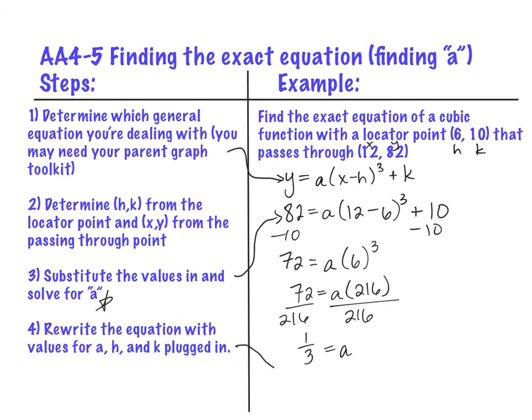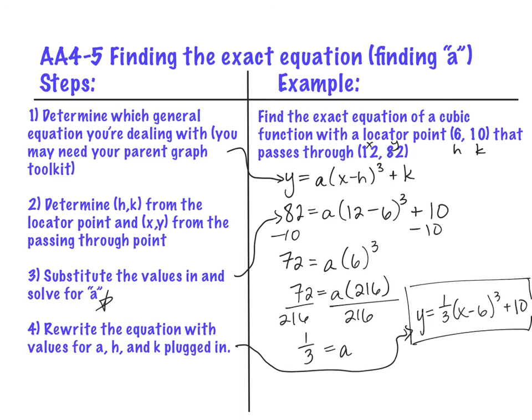And then my final step over here, write my equation with a, h, and k plugged in. So y equals 1/3 times x minus 6 to the third plus 10. And that is my exact equation. Those are the steps for finding it. The important thing here is that you know how to deal with the various equations, absolute value, radical, all those other ones.